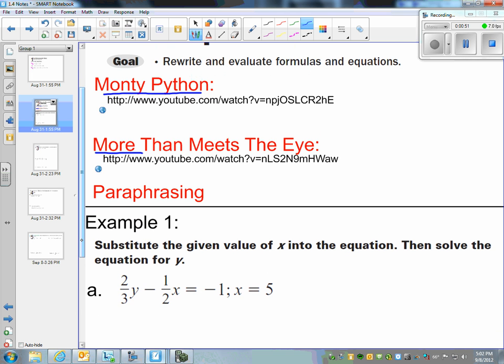And then paraphrasing too, that's another example of just changing the way something sounds or the way something looks. When you're in English class and you're paraphrasing, you're just summarizing, changing the sentence or what's going on. So those are some real life examples of rewriting or changing things.